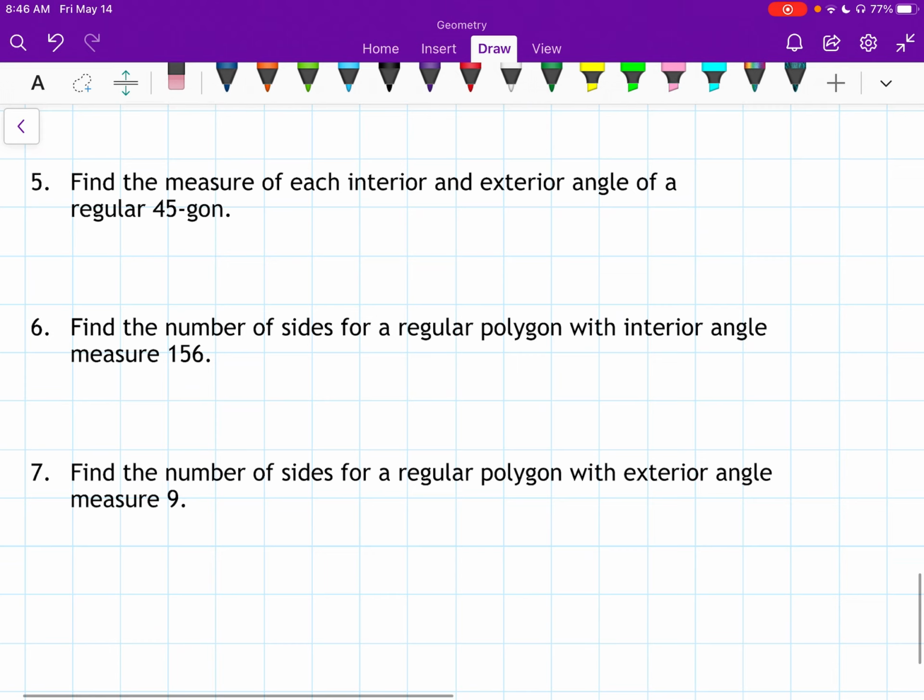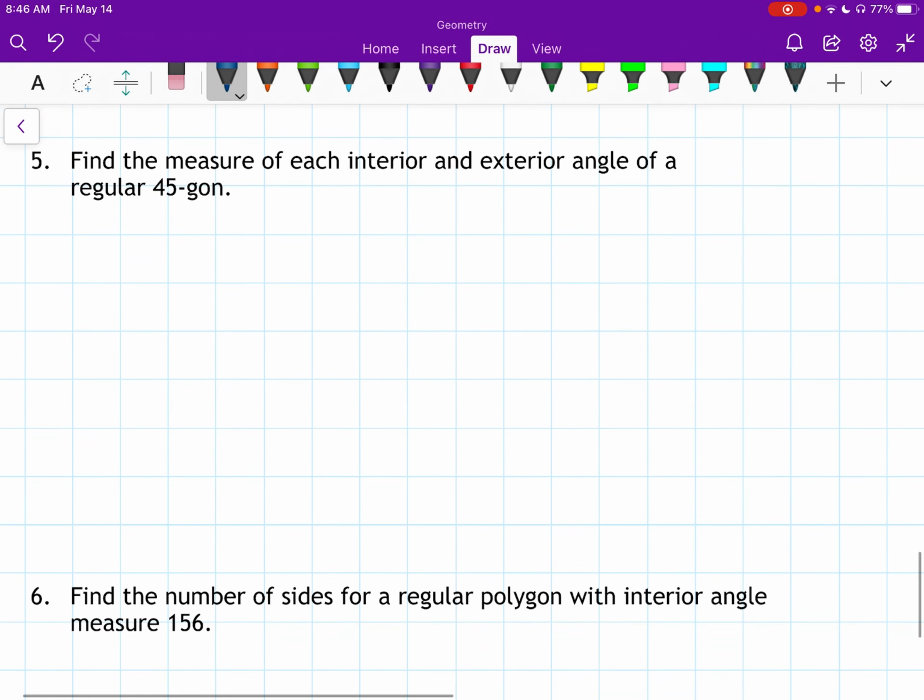Number 5, find the measure of each interior and exterior angle of a regular 45-gon. Notice here that it's not wanting the sum of the interior angles, it wants each individual interior angle. It tells us that it's a regular 45-gon, so each angle is going to be equal. So to find the interior ones, I'm going to find out what they would add up to using that formula 180 times n minus 2. I'm going to plug into that and get the sum, and then I'm going to divide by 45. For the exterior angle, well, we'll get to that in just a second.